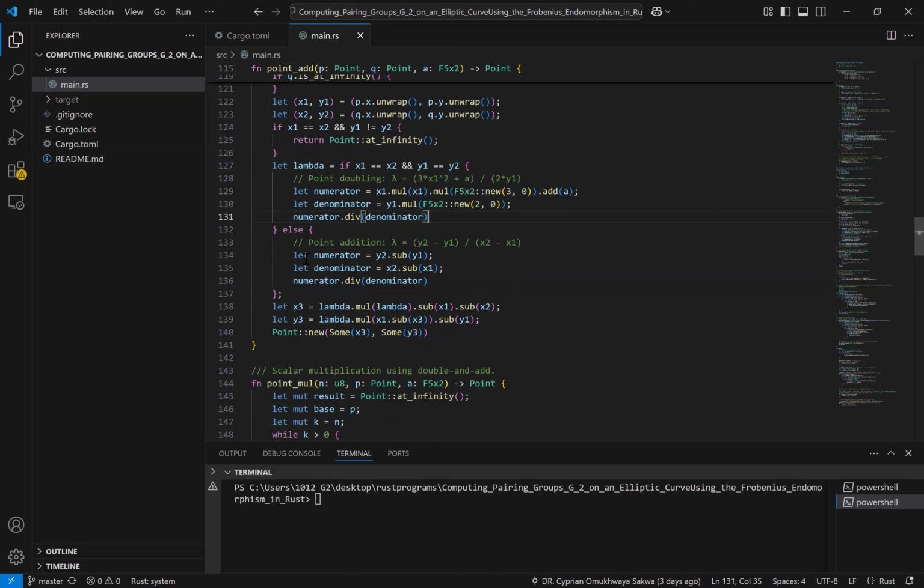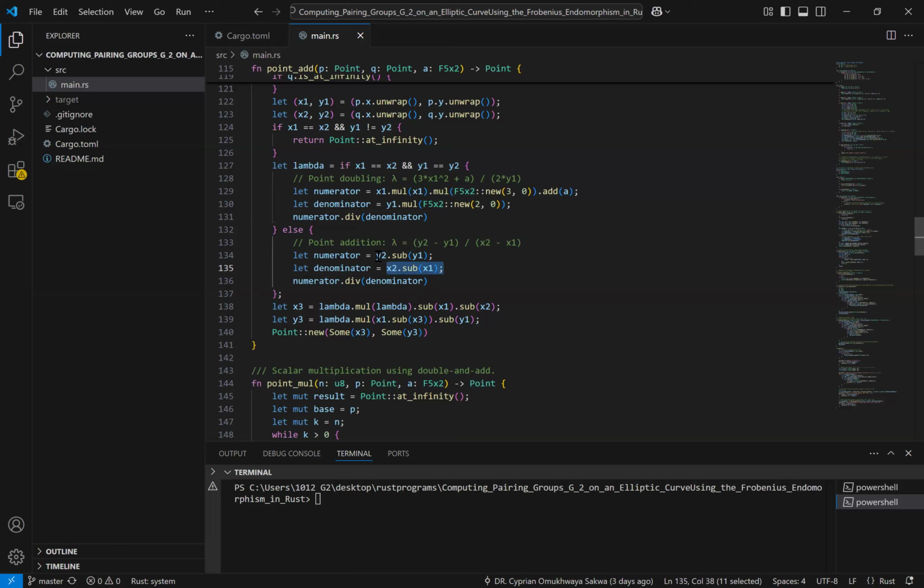What about point addition, where the points are different? How do you find the gradient? It should be changing y by changing x. So I've just said y2 minus y1, then the denominator x2 minus x1. Just changing language, but it's the same thing.